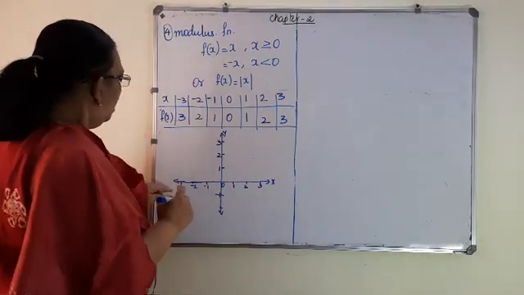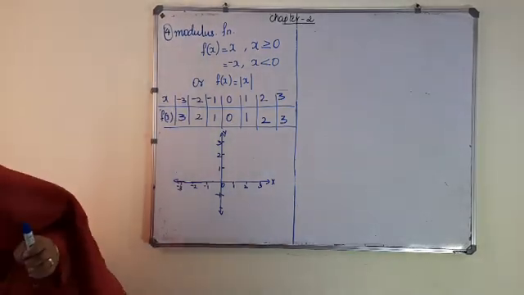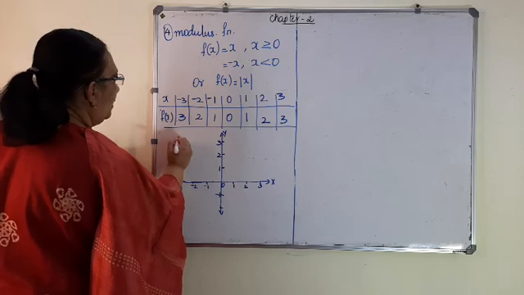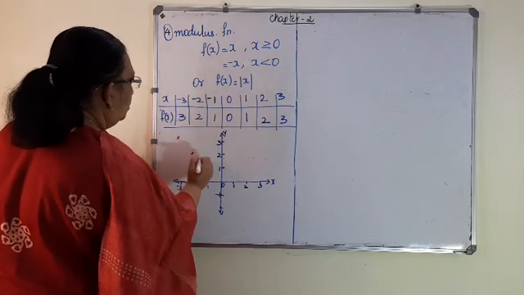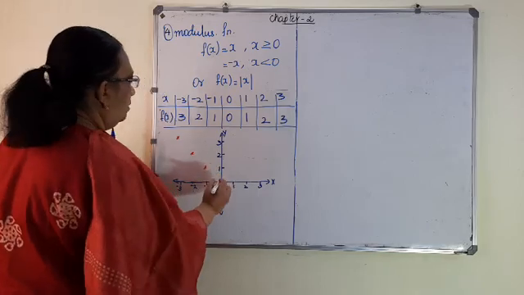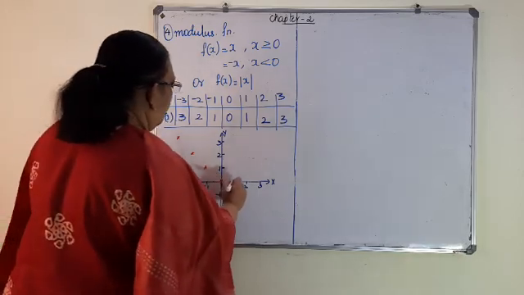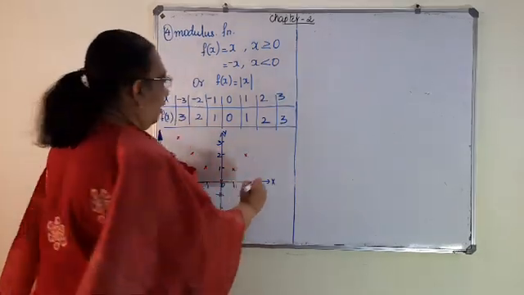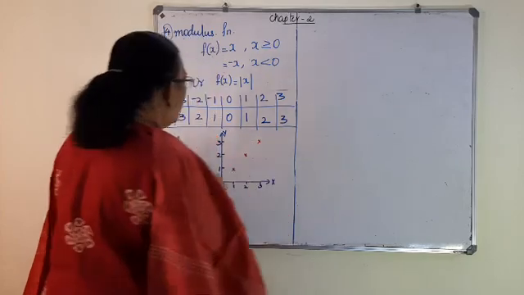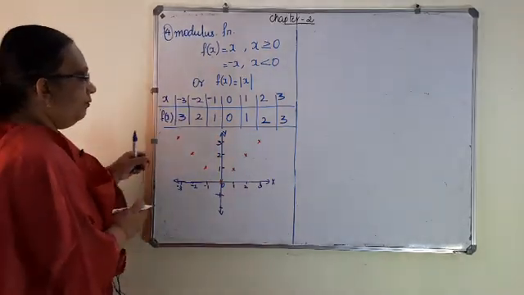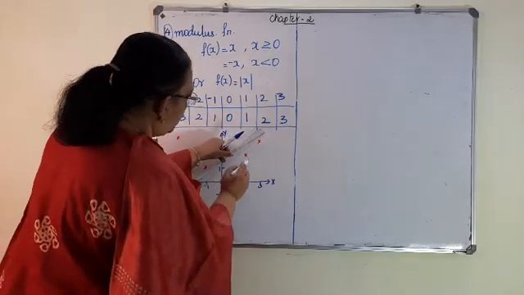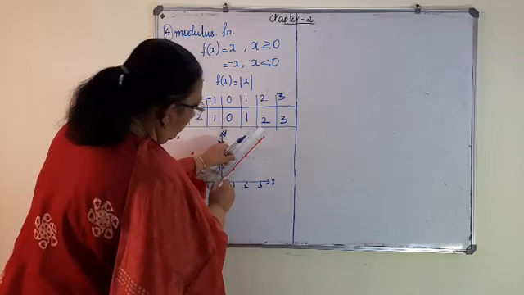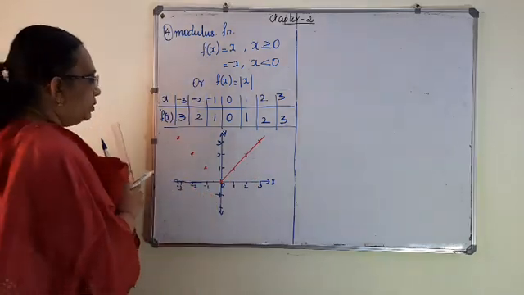Now, what about minus 3? It is equal to 3. Minus 2, 2. Minus 1, 1. 0, 0. 1, 1. 2, 2. And 3, 3. Because the power of x is equal to 1, we join the points by means of a straight line.